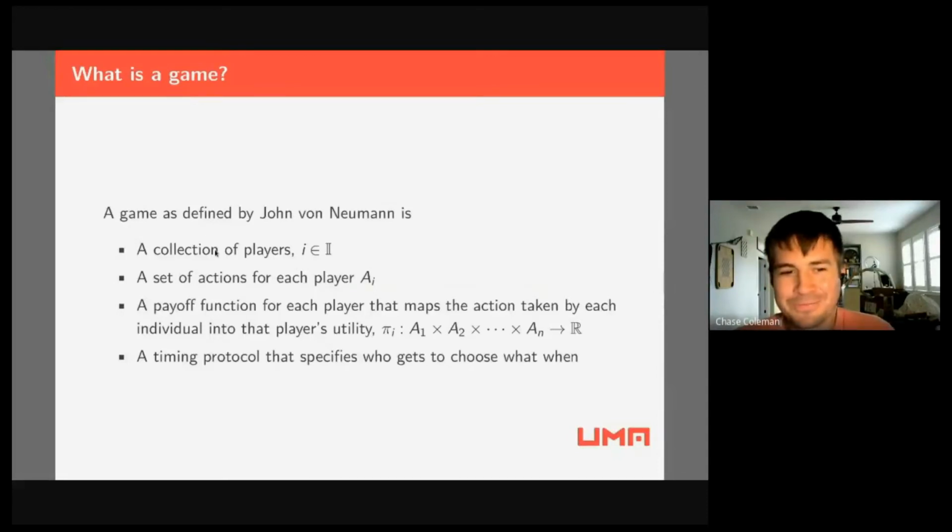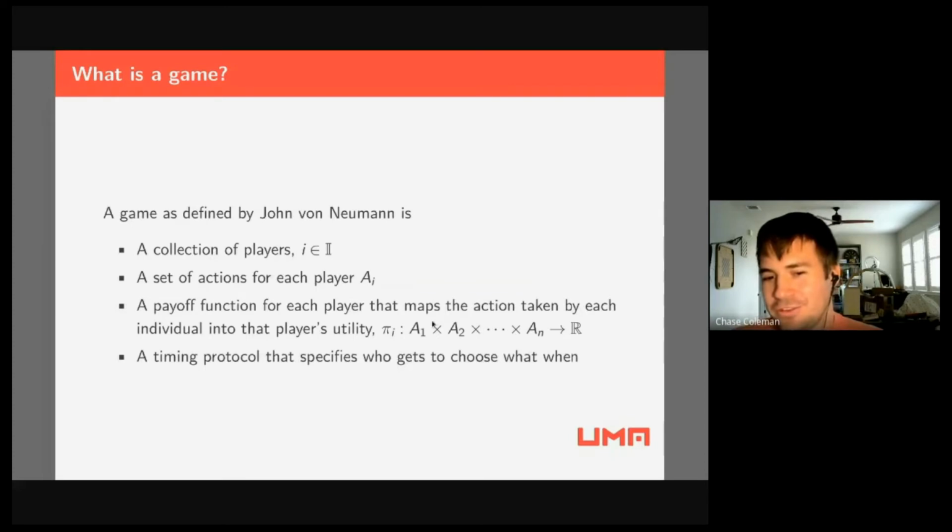So John von Neumann is a pretty famous economist, and here's how he defines a game. A game is a collection of players. It's a set of actions for each player, and it's a payoff function for each player that maps the actions taken by all players into a real number, which is that player's utility.